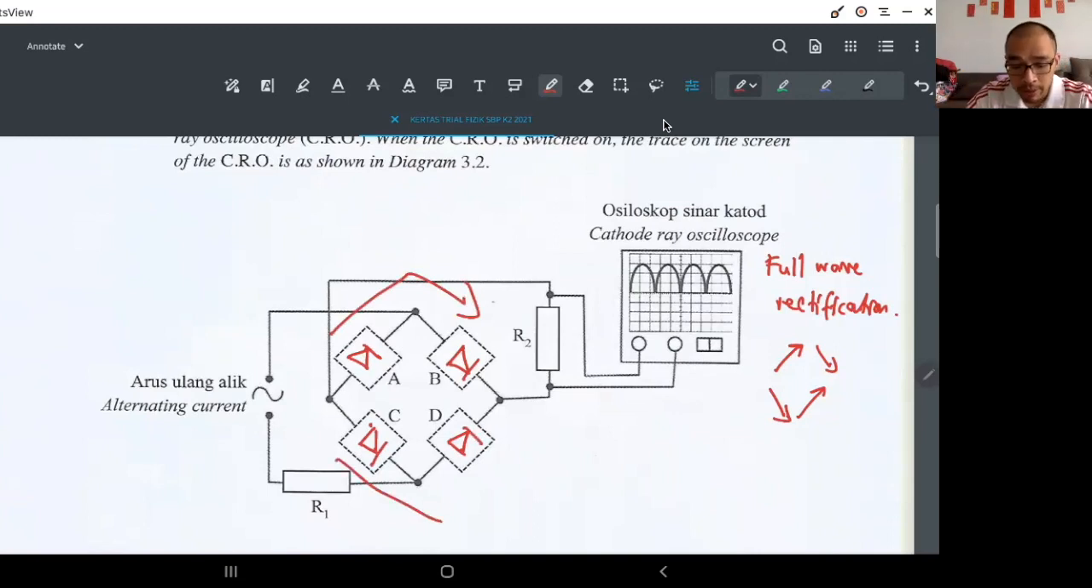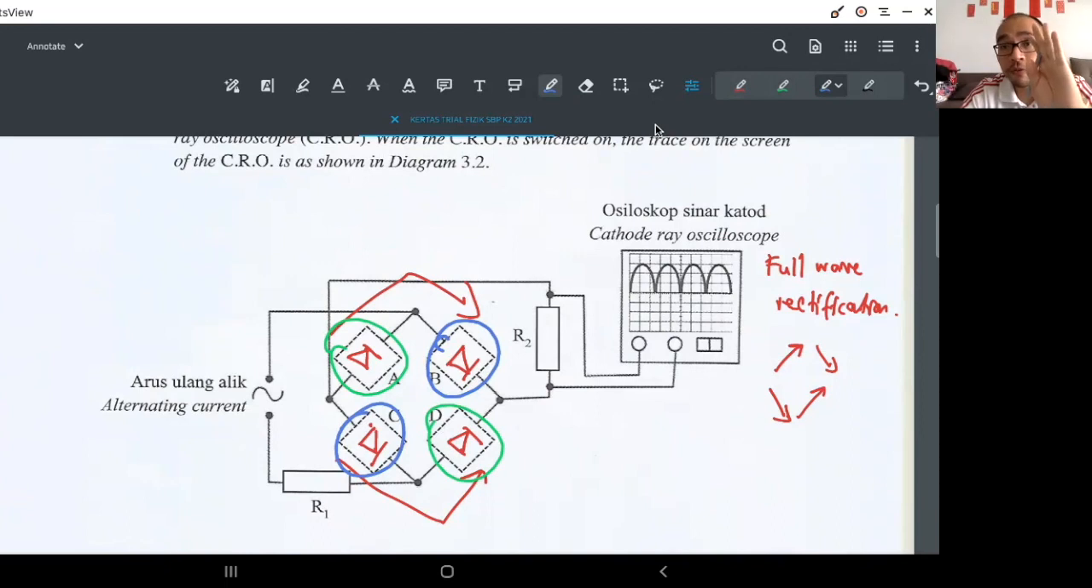Some people like to remember it this way: as long as the opposite sides are in the same direction. Yang ini sama arah. The green color is the same direction, and the blue color is the same direction. Some people can also do that if you want. It's not wrong. You can also choose that method. So either way you can. So this is full wave rectification. It involves 4 diodes.